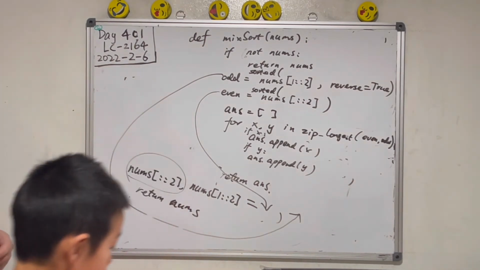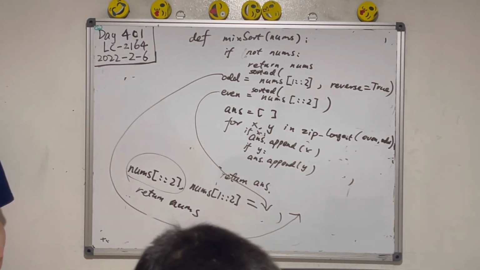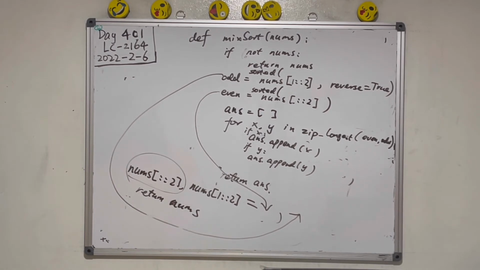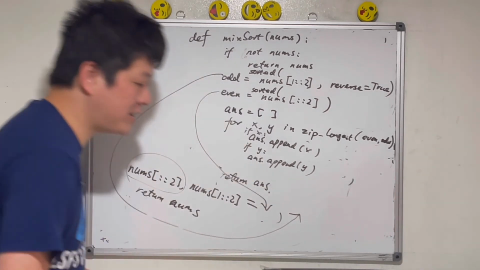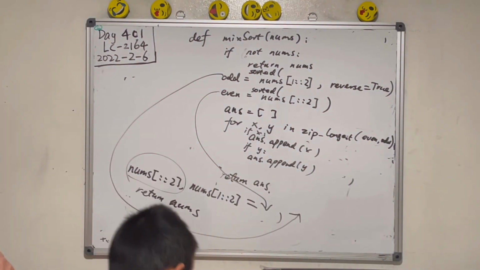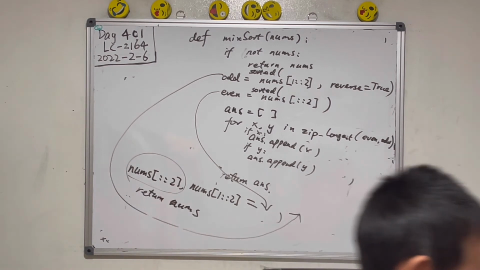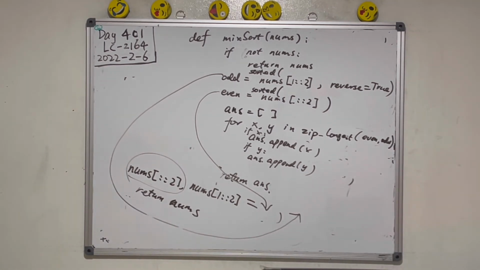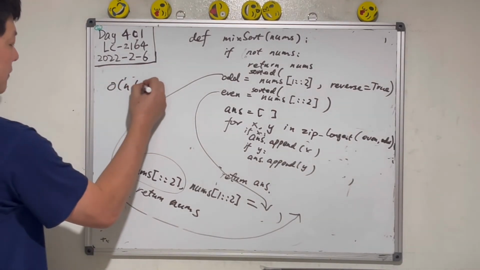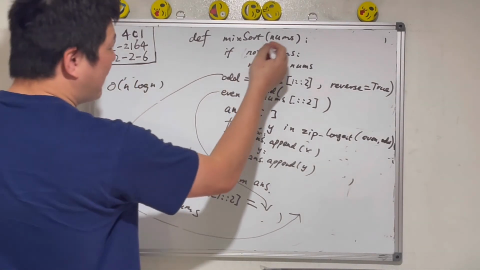So can you tell me how we can solve this problem? First of all, by index, we need to separate the array into two. Separate the array into two by index, and then sort it. What's the time complexity? Sorting is O(n log n), where n is the number of elements in the array.